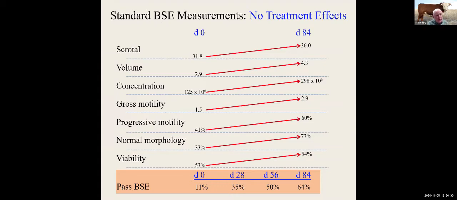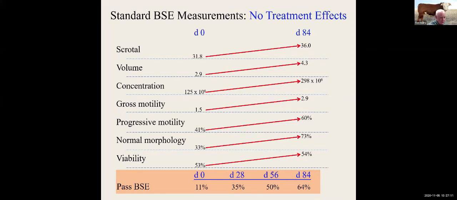As far as the standard breeding soundness evaluation measurements, there were no treatment effects, but from day 0 to day 84, each of the measures that we evaluated on these bulls, scrotal circumference, ejaculate volume, concentration of sperm, motility, normal morphology, viability, all improved from day 0 to day 84, just as you would expect. The percentage of bulls that passed the breeding soundness exam from day 0 to day 84, when bulls were roughly 13 months of age at day 84 in this study, all improved.